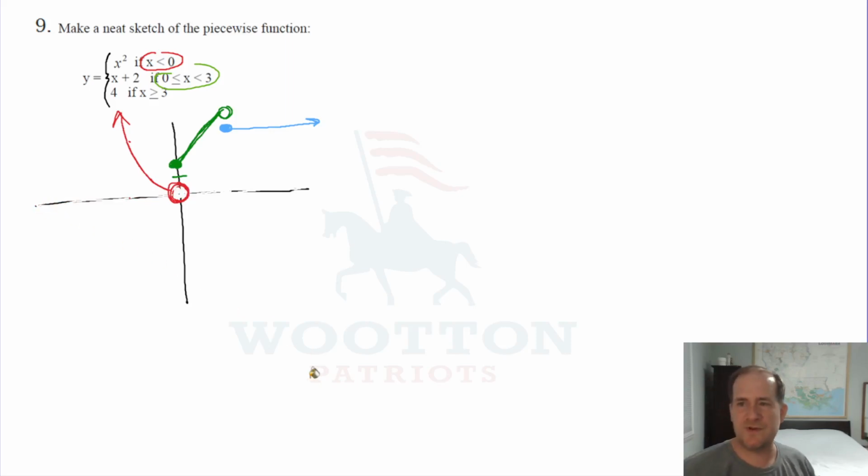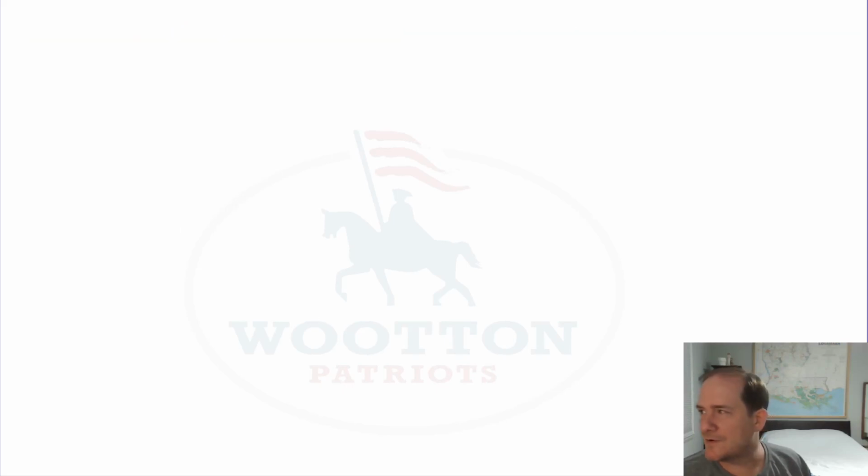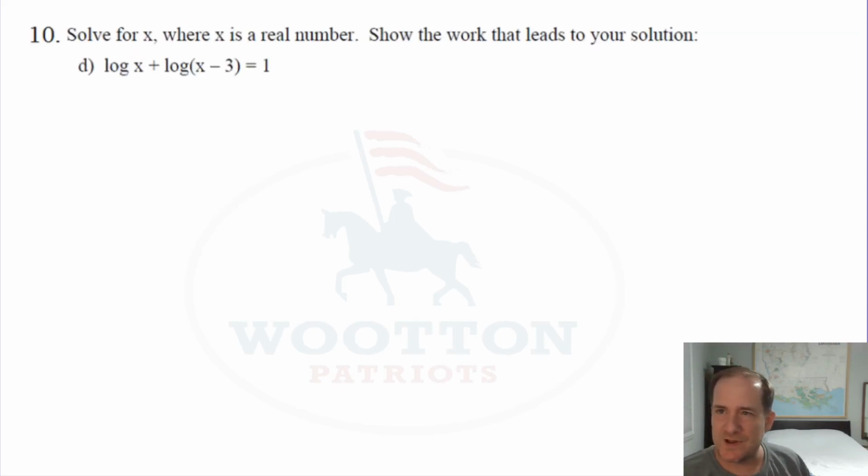But when you're done with the piecewise, I should only see the 3 branches I'm supposed to see. So I see my parabola, I see a linear, and I see a constant, and that's it. Finally we get to 10, and this has a lot of parts. How many parts this time? Going all the way to I? Okay, if you say so.